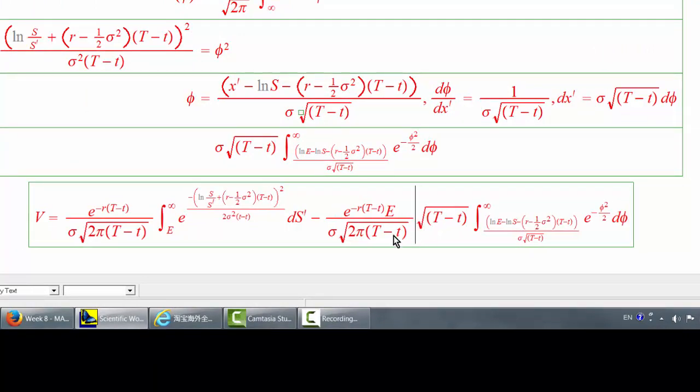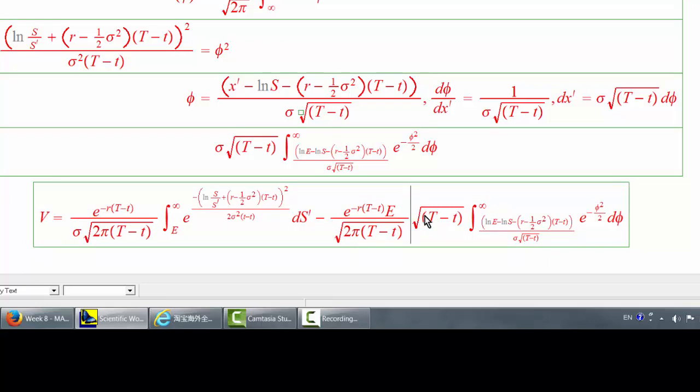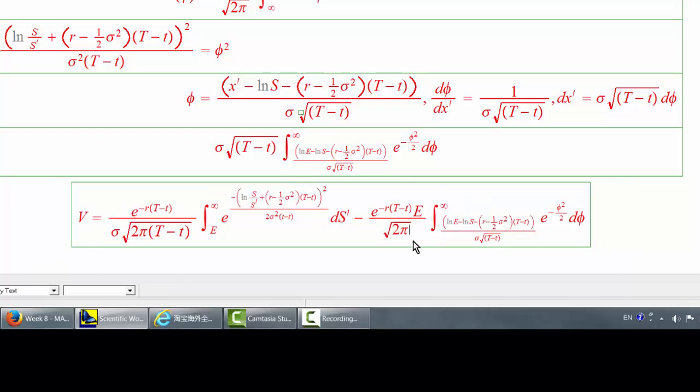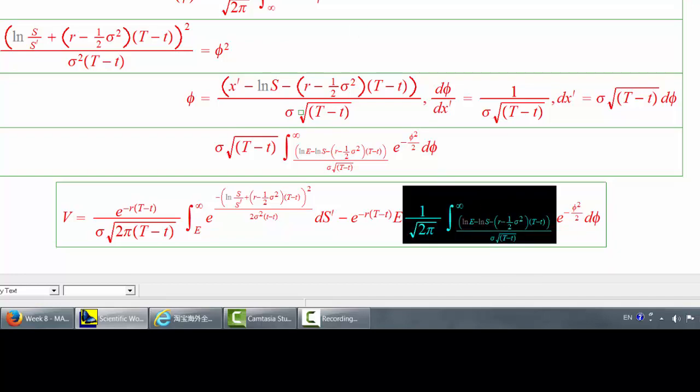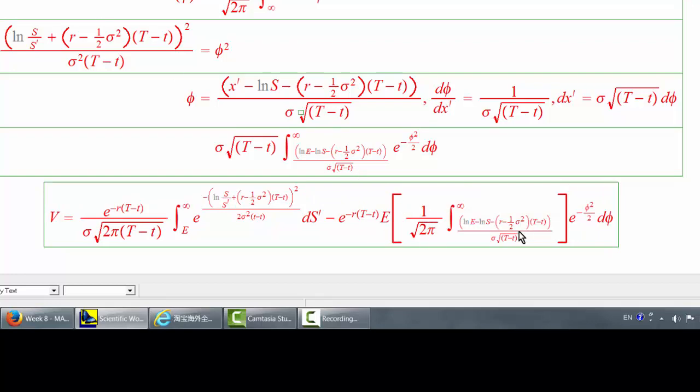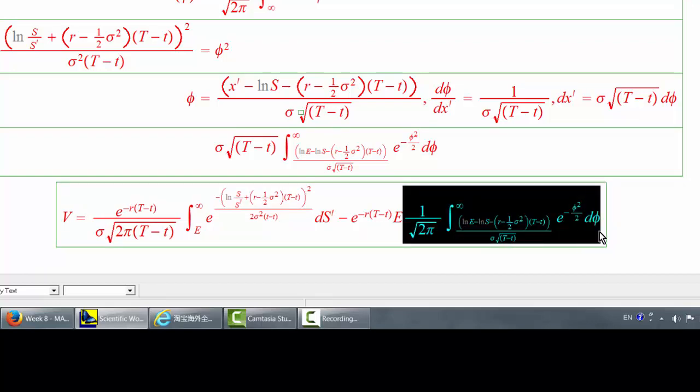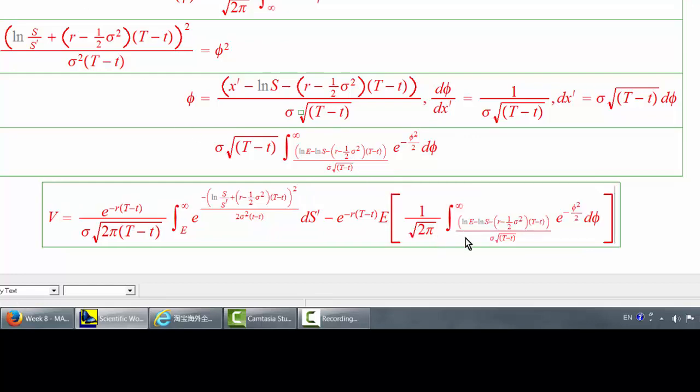Nice. That sigma cancels with that sigma. This root t minus t cancels with this root t minus t. Let me just move some stuff out. This, I'm just going to write there and throw a 1 over top, so that this whole square bracketed piece looks like our area under the normal curve, from this piece here to infinity.